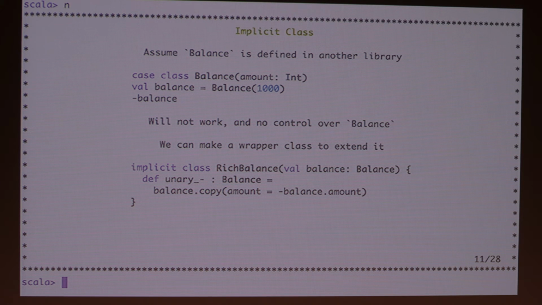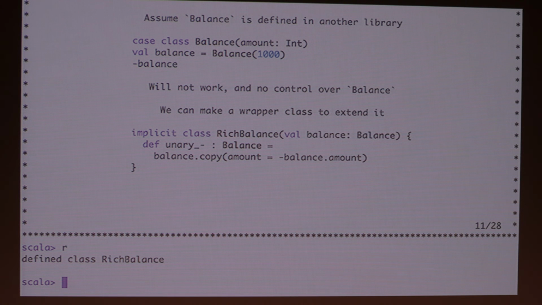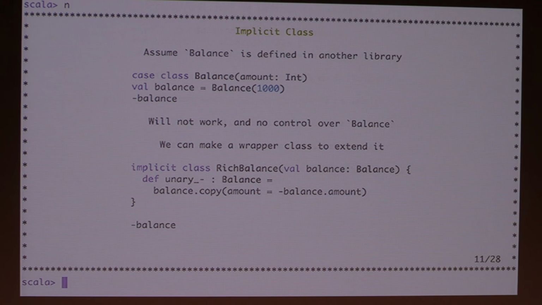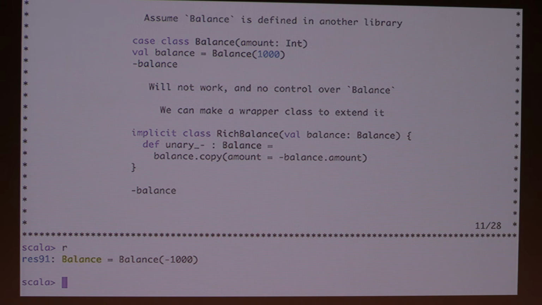Here, an implicit class can be very useful. So note that we write a class here with implicit in front of it. It has a single parameter here of type Balance, and we define this unary underscore minus on this, which will just invert the balance for us. So given this implicit class, we can now actually call minus balance, and it will work.